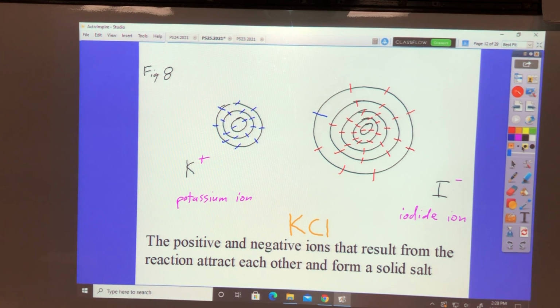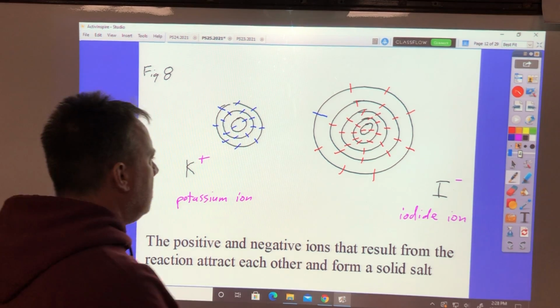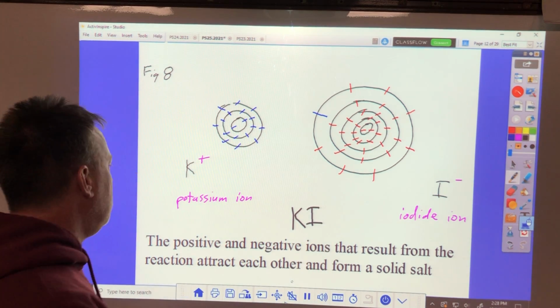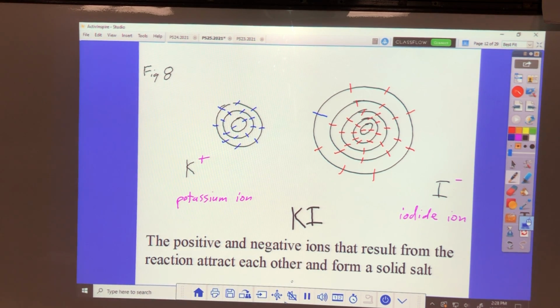I don't know why I have KCl there. It should be KI. Okay, so let me change that. Potassium iodide. The positive and negative ions that result from the reaction attract each other and form a solid salt.